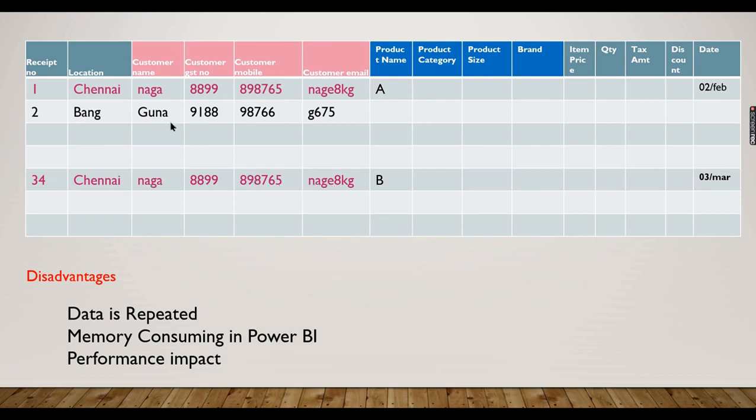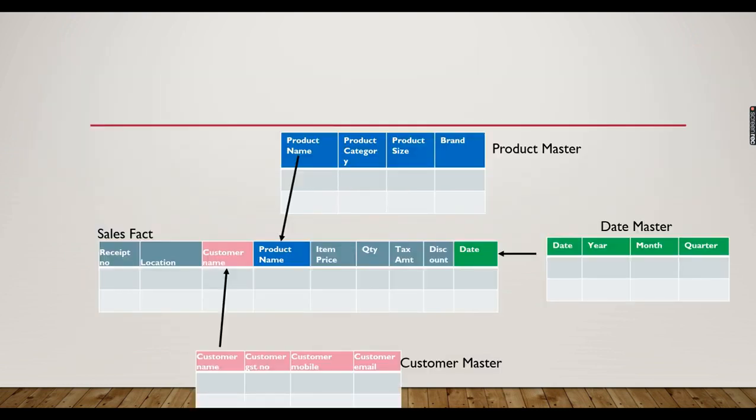It becomes very complex in terms of memory. The memory consumption will be more, and because of that, there will be a performance impact. Not only the customer, even the product information, if you maintain it in a single table, will be repeated like that. So this is the main disadvantage you end up with if you have all your information in a single table. This is why we need to go for data modeling, that is your star schema. Let us see it in our next slide.